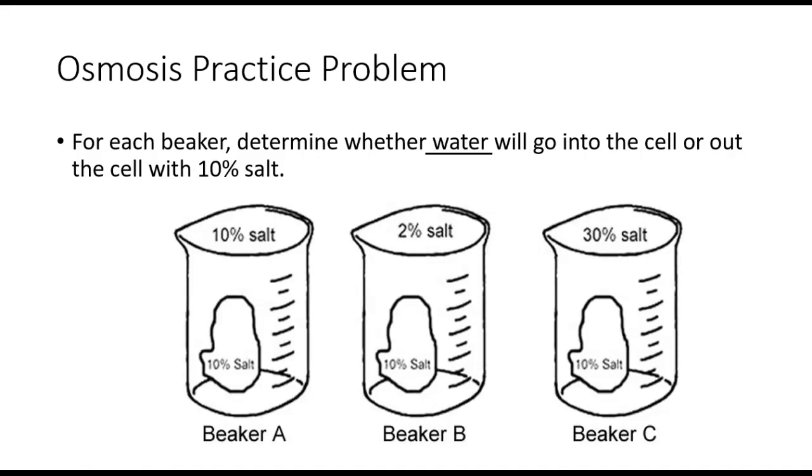So the first thing you have to remember is that water moves from a high concentration to a low concentration. Notice the key word, water. The salt is not moving across the membrane. The water is. So pay attention only to the water. Pause the video, take a few minutes, and solve these problems. Use arrows to indicate whether the water is going into the cell or out of the cell.